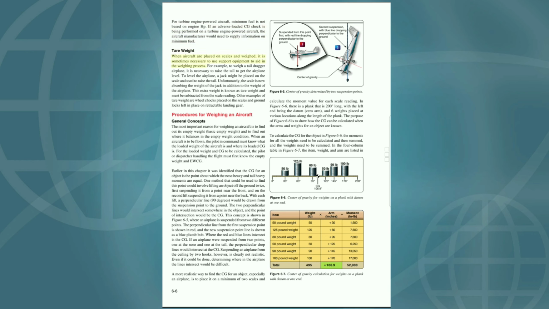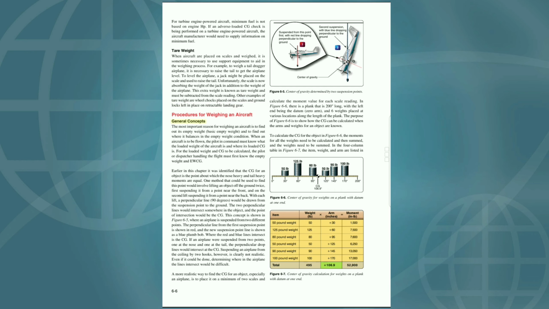Tare weight. When aircraft are placed on scales and weighed, it is sometimes necessary to use support equipment to aid in the weighing process. For example, to weigh a tail dragger airplane, it is necessary to raise the tail to get the airplane level. To level the airplane, a jack might be placed on the scale and used to raise the tail. Unfortunately, the scale is now absorbing the weight of the jack in addition to the weight of the airplane. This extra weight is known as tare weight, and must be subtracted from the scale reading. Other examples of tare weight are wheel chocks placed on the scales and ground locks left in place on retractable landing gear.